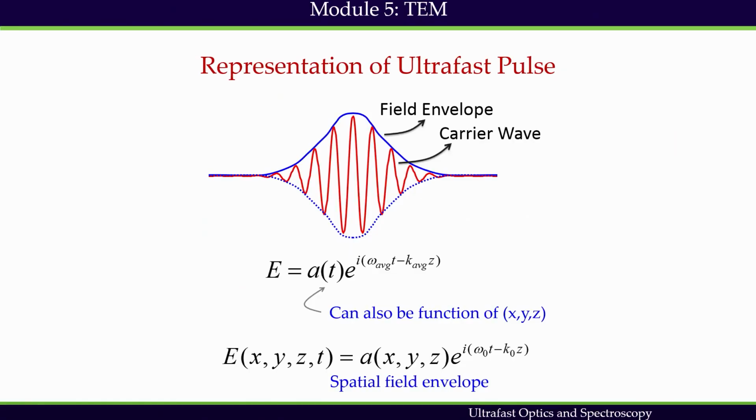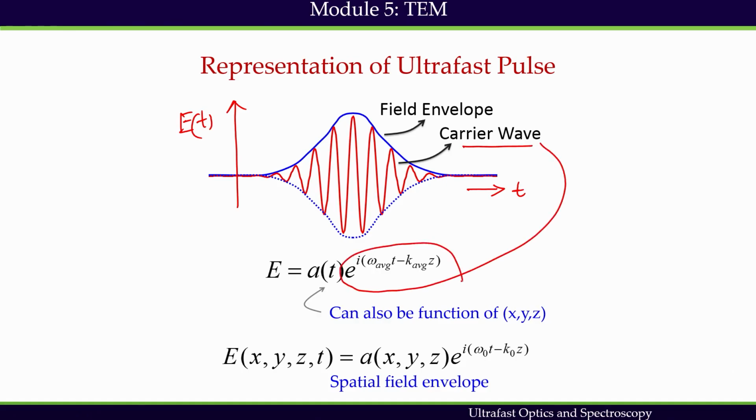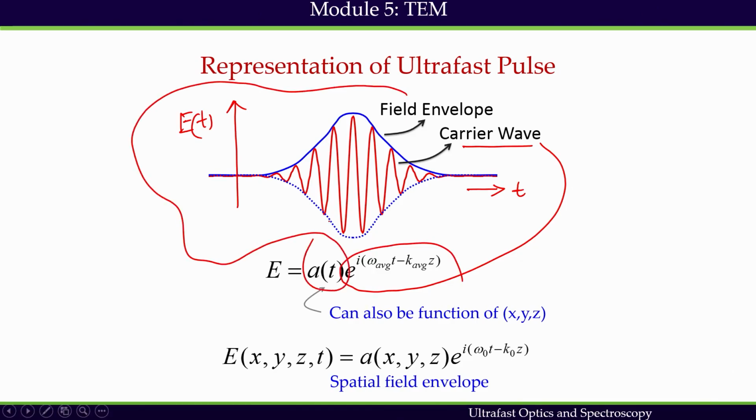We have already seen that a pulse can be decomposed into carrier wave and the field envelope as shown here. So this is your time axis, and this is your temporal field, and a pulse has carrier wave that is represented by this complex component, and it has a field envelope as well, which is expressed by this A(t).